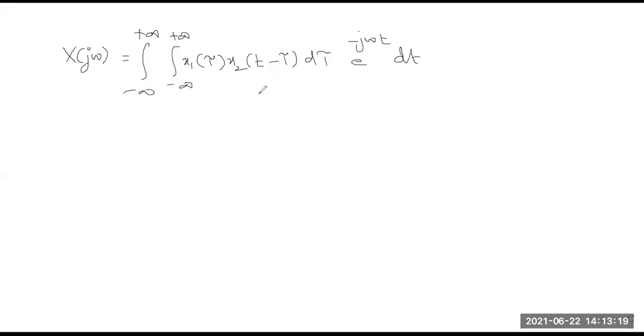Now I'm going to replace this t minus tau by some other variable. So let t minus tau equal to some variable. You can use any other variable; let me use lambda. So this lambda is some variable. You can use alpha, beta, whatever you like. It means t will be equal to tau plus lambda.